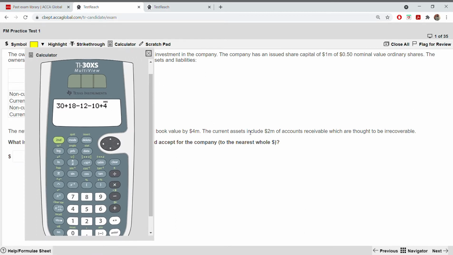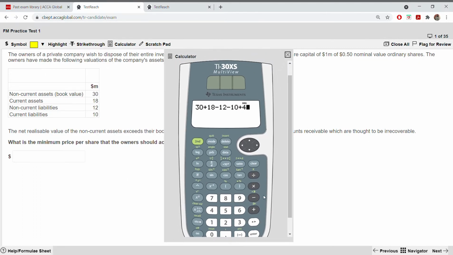The current assets include 2 million of accounts receivable. I have already taken it, this 18 includes it. So this 2 is included in the current assets, but they are saying it is thought to be irrecoverable. That means I have to take out the 2 and enter. It is 28.